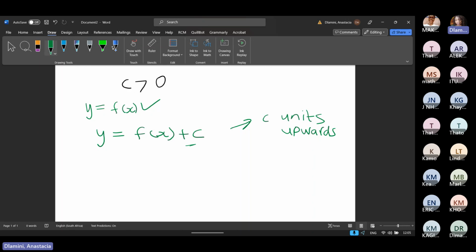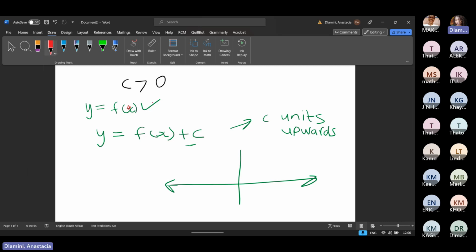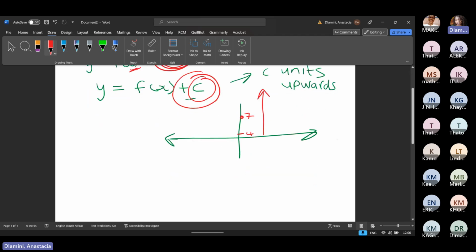It means you are moving upwards, right? For every value of y that you get when you substitute x here, I will add c. So if here the y value was 4, and c is equal to 3, then for the new graph you add c, which is 3, and get 7. So you are shifting it vertically upwards.